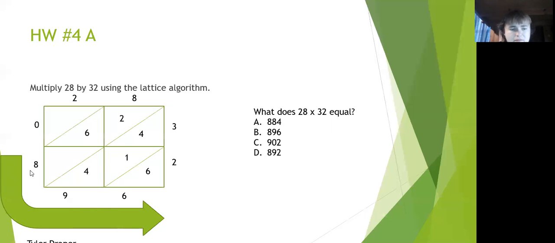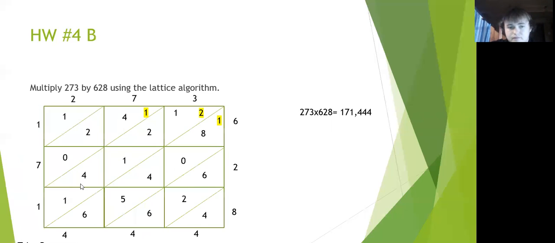As you can see, I've placed an arrow down here to show you that our answers are always going to be on the left and bottom side of the lattice square. Oh, and they get bigger too. So here we go. Multiply 273 by 628 using the lattice algorithm.